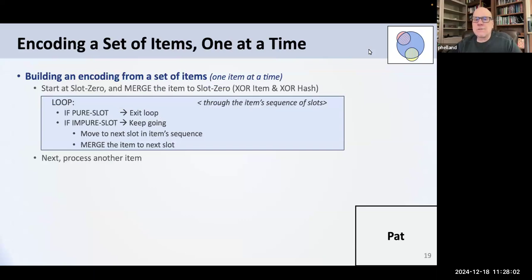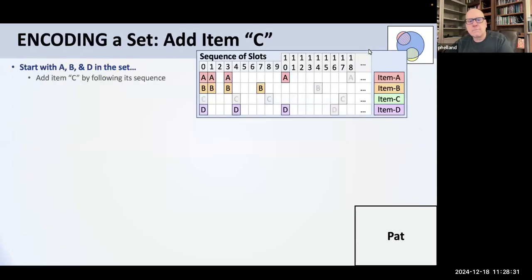I want to encode a set of items one at a time. I have an empty set. I add one thing in, then I add another, and I keep adding them one at a time. Start at slot 0 and merge the item into slot 0 by XORing the item and XORing its hash. If it's pure, if I've got only one thing in it, then I exit the loop. If it's not, then I go to my slot sequence, jump into the future to a new slot, and keep merging until I find a slot where there wasn't something there first, and then I'm done.